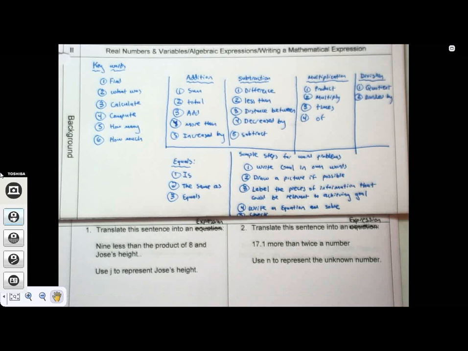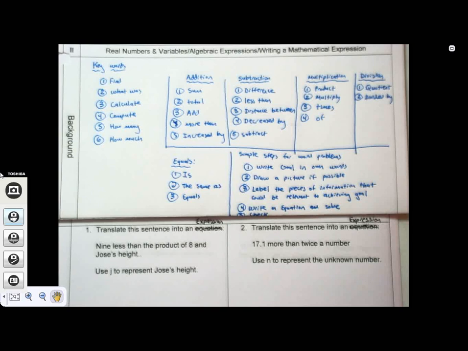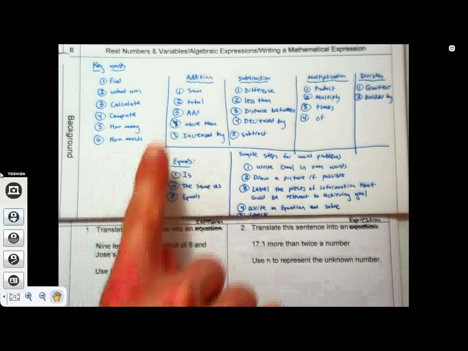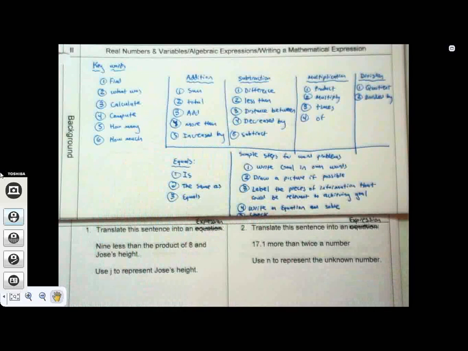Welcome. In this video, we'll be taking a look at how to translate an English sentence into a mathematical expression. If you watched my video on how to translate an English sentence into a mathematical equation, this will be similar in that we're still going to be looking for the same keywords and we'll be following the same simple steps. The difference is an equation versus an expression. An equation means that we're going to have an equal sign. An expression means that we won't. We're just going to have a bunch of numbers and variables possibly being added, subtracted, multiplied, or divided.